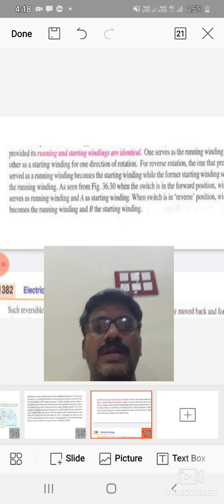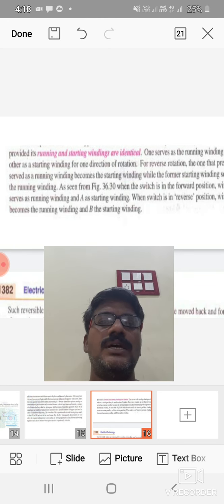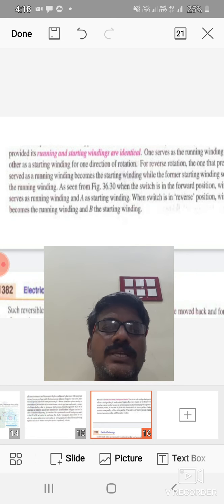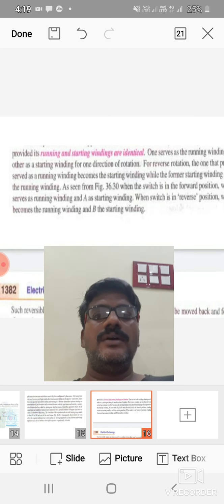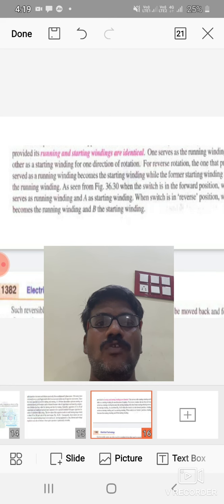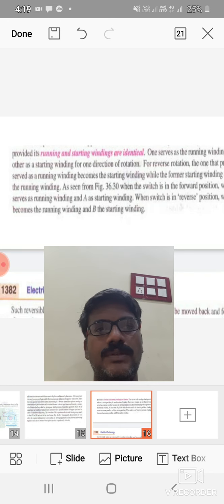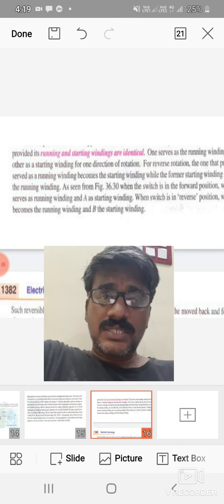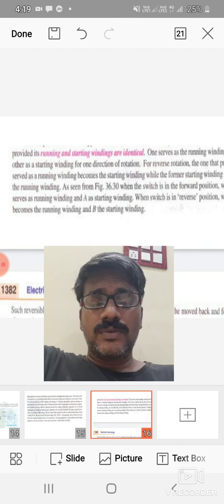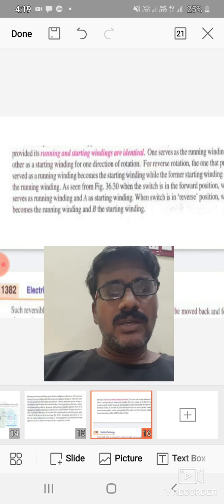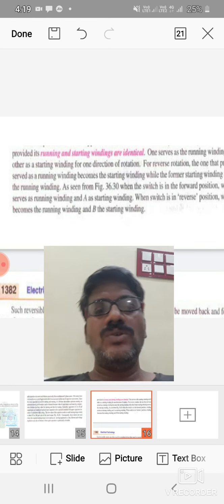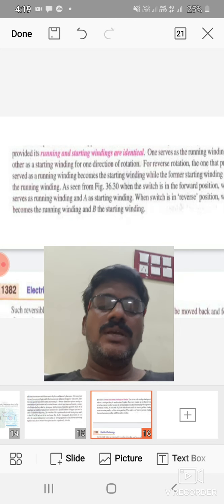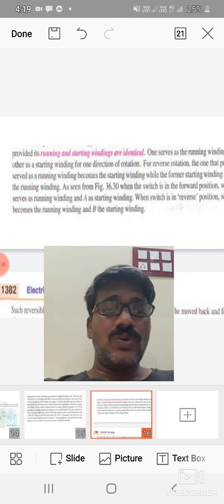The running and starting windings are identical. So we can use one winding as the running winding and the other as the starting winding for one direction of rotation, right? We can easily reverse the rotation of the motor. Suppose it is rotating in the clockwise direction, we can reverse it to anti-clockwise. Suppose it is rotating anti-clockwise, we can rotate it clockwise simply by using a switch. By using one switch, since two identical windings are used, right?